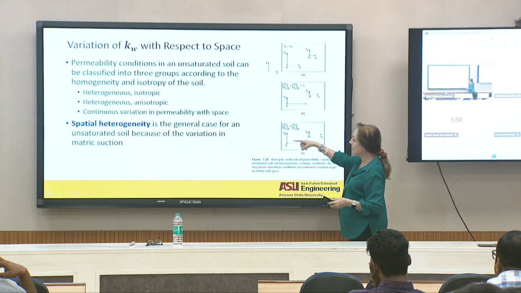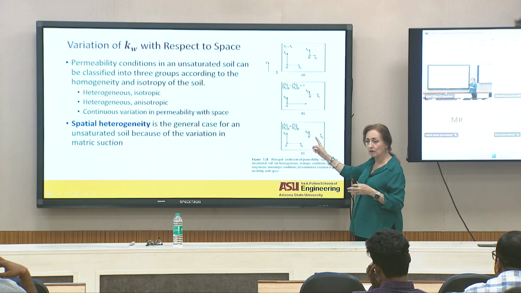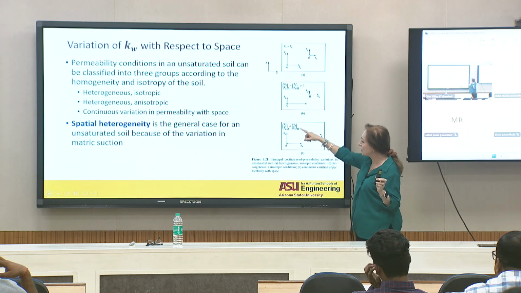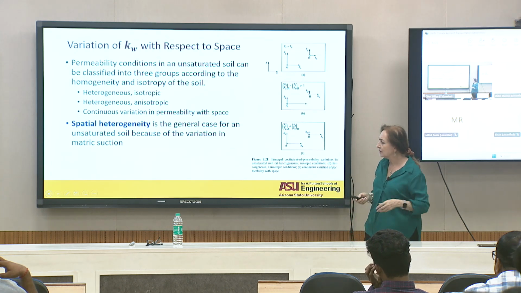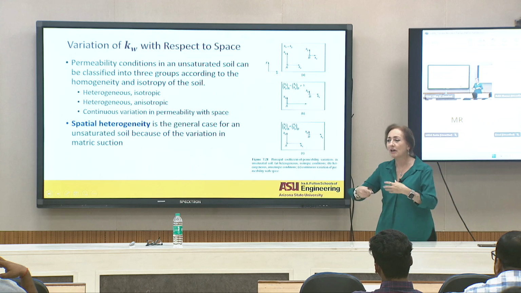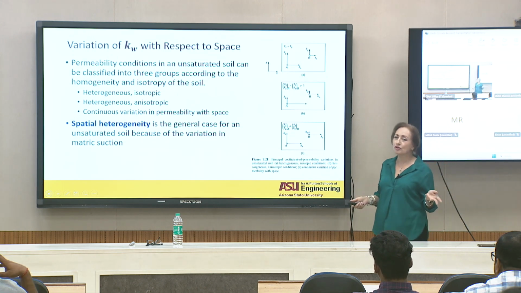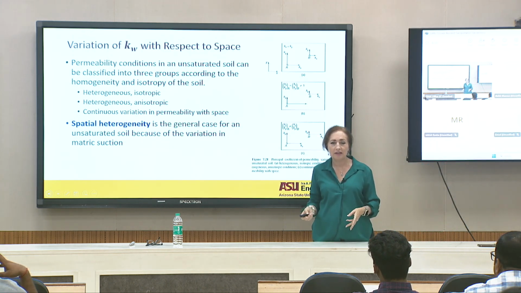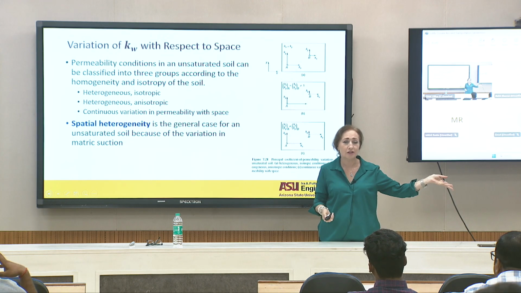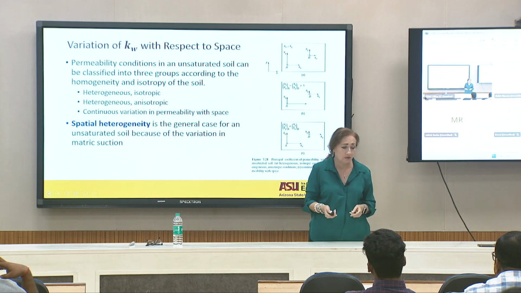Or you can have a continuous variation in the permeability with space, in which not only are there differences in the conditions of the soil because of spatial variability, but also the ratio between those two is going to be different. So spatial heterogeneity is the general case that we use for unsaturated soils, okay? And that's why it is time consuming when we run those kinds of problems, right? It will probably take you a couple more hours, but the design is much better, and the structure that you're building is going to last 30 years, 40 years. So we need to be patient and be able to run all these problems.